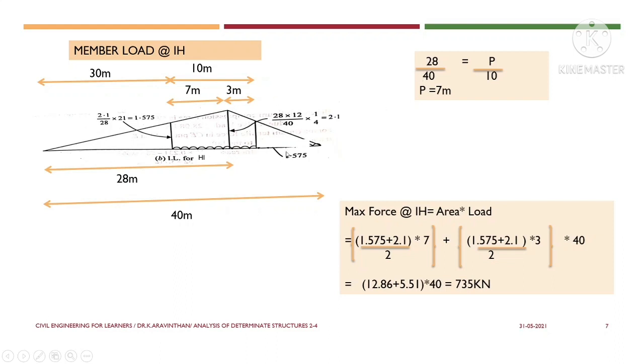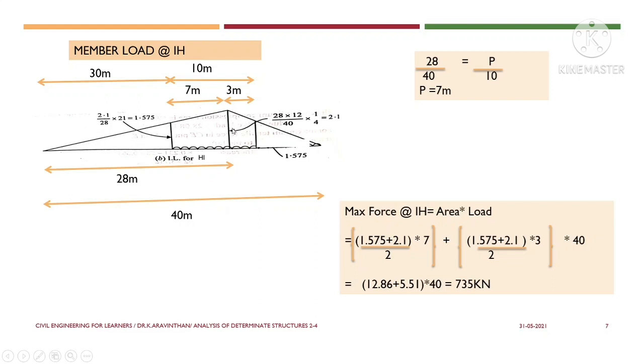This is the influence line ratio, and we have to apply the same ratio for the load. We don't know the distance, so let us take this as P, and the total UDL distance will be 10 meter. If I cross multiply this, I will be getting P equal to 7 meter. So from the left hand side, take the ratio as 7 meter. Why? Because we have taken 28 from the left hand side, hence the load has to be placed at 7 meter from the left hand side and the rest of the distance will be 3 meter. So this is the way to provide the load.